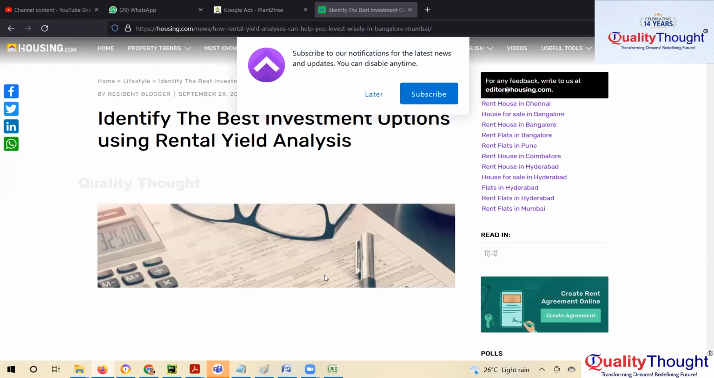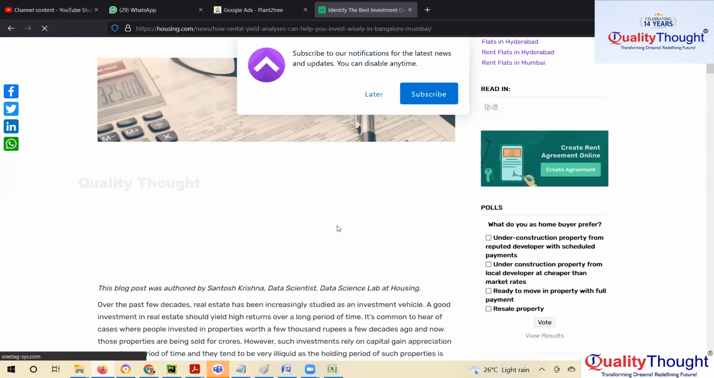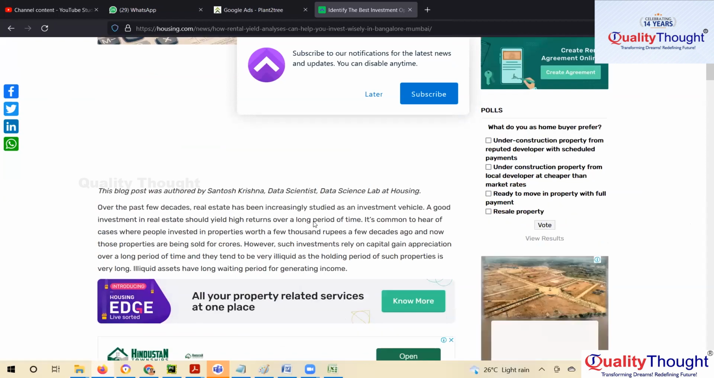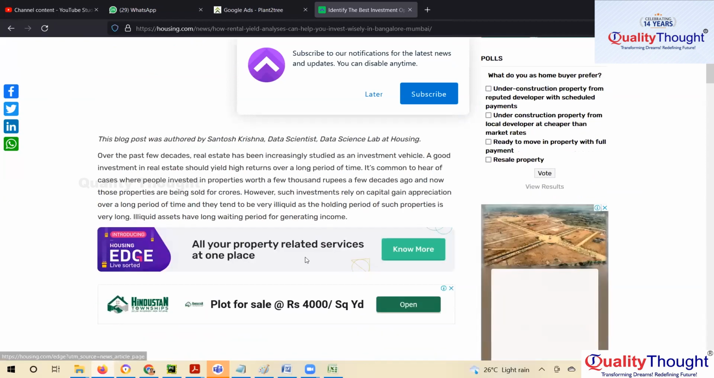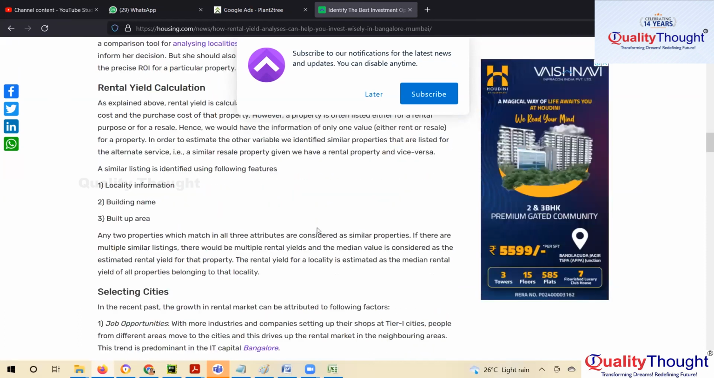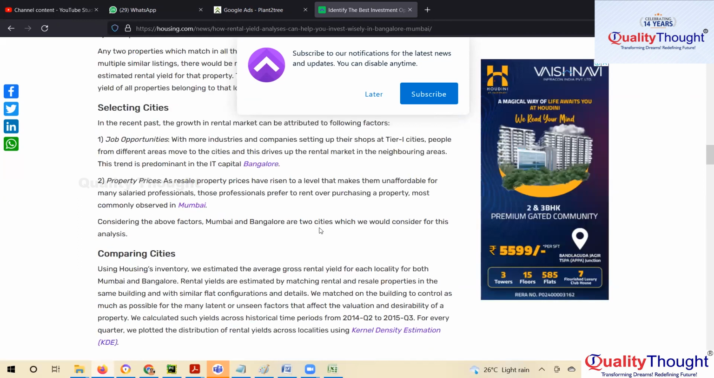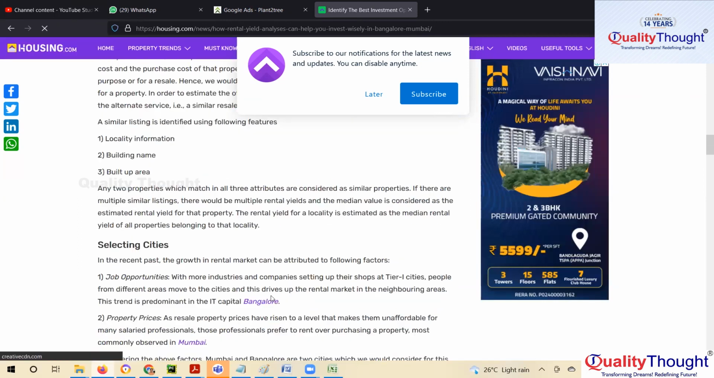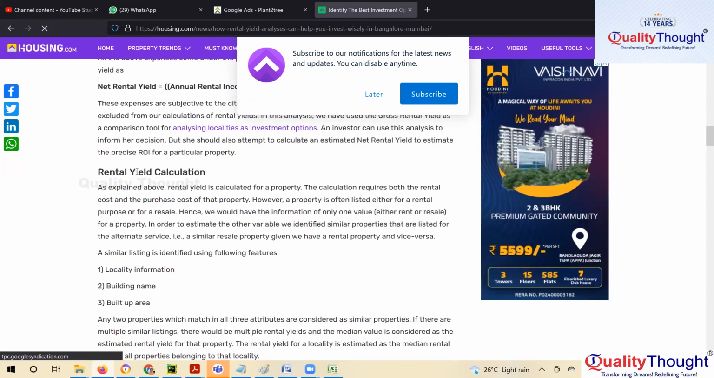Okay. Now, this is a beautiful article written by Santosh Krishna, a data scientist. What he has done is compare the real estate price of Bombay and Bangalore, in terms of the rental yield. What is rental yield? Rental yield is the rent that you're getting divided by the cost of the house. So we're not comparing 10,000 or 20,000; we are saying rental yield is relative to the cost.